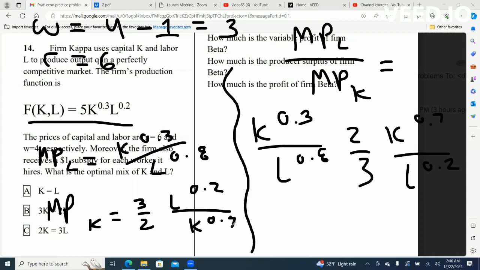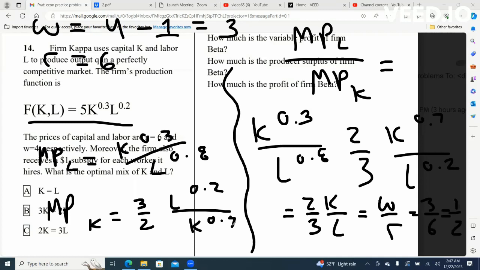Same math problem over and over. Once we simplify that, we always set it equal to the W over R. The isoquant slope is set equal to the slope of the isocost, which equals 3/6, which equals 1/2. So let's take a good minute to look at that. That's all the work there.